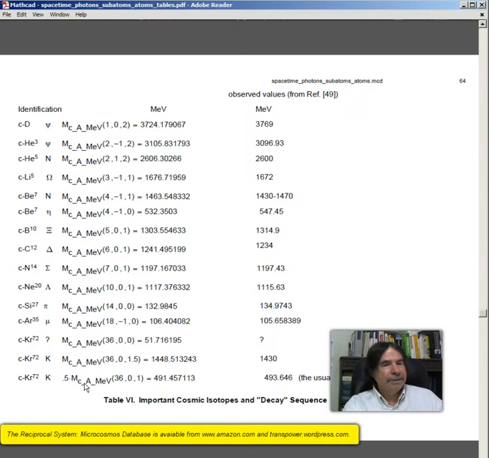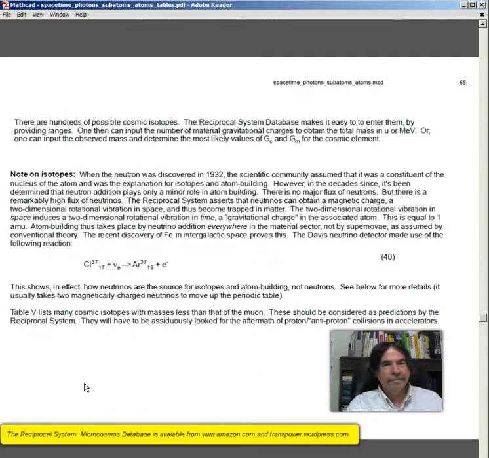These are the important cosmic isotopes that we observe, and it's the general decay sequence. There are hundreds of possible cosmic isotopes. The Reciprocal System database makes it easy to enter them by providing ranges. One can then input the number of material gravitational charges to obtain the total mass in U or MeV. Or one can input the observed mass and determine the most likely values of G sub c and G sub m for the cosmic element.